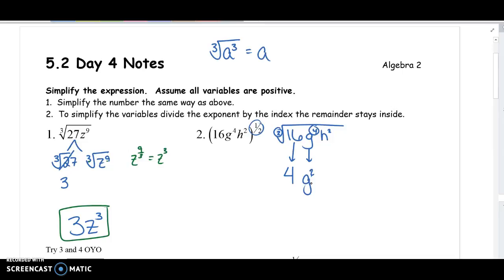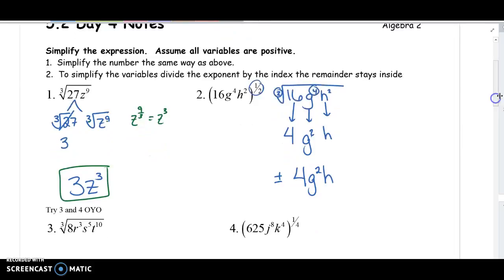The square root of h squared is plain old ordinary h. So our simplified answer is 4g squared h. And technically, because this came from an even index, we should put a plus minus in front of it. We're getting to the point now where this is complicated enough. If you don't put the plus minus in, it's not that big of a deal, but it's always good to put a plus minus when you're dealing with an even index.